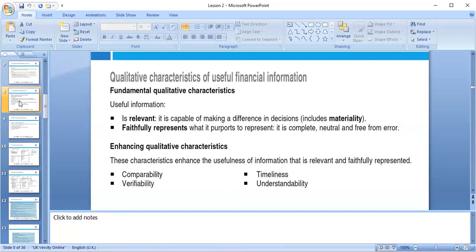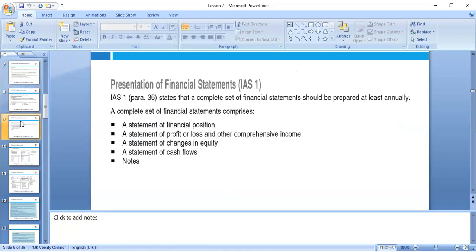Understandable. The financial statement needs to be relevant, with materiality, not any transaction we show off, but there are a number of creative accountants that can change and manipulate things. Faithful representation: information needs to be neutral, free from error, complete information. That's the accountant's job. Presentation of financial statements.